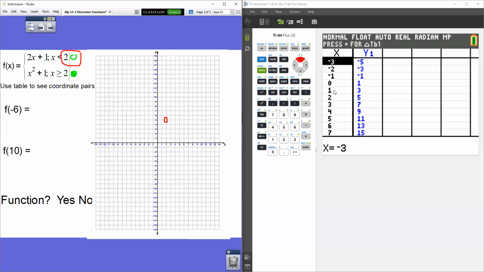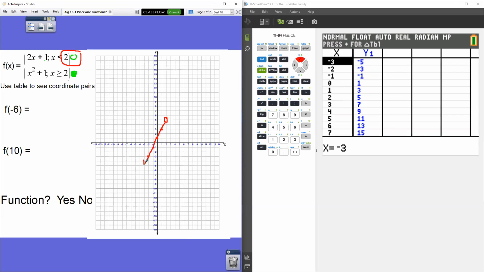And then 1 is 3. So over to 1 up to 3. That's a point on the line. Over to 0 up to 1. That's a point on the line. Over to -1 down to -1. That's a point on the line. Over to -2 down to -3. That's a point on the line, and so on and so forth. So I'm going to connect these dots.